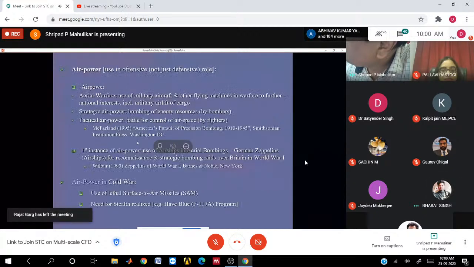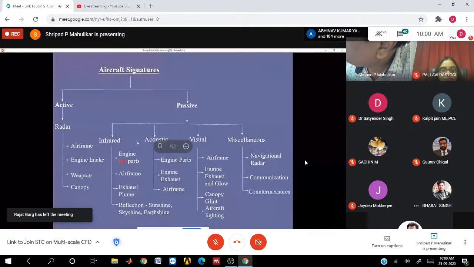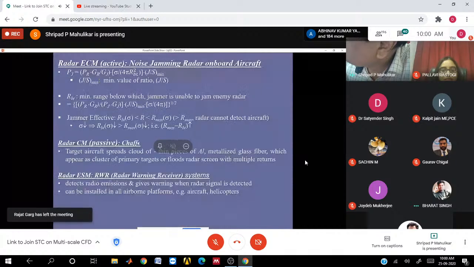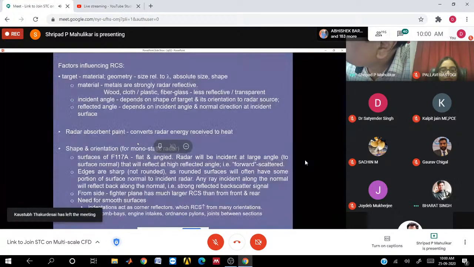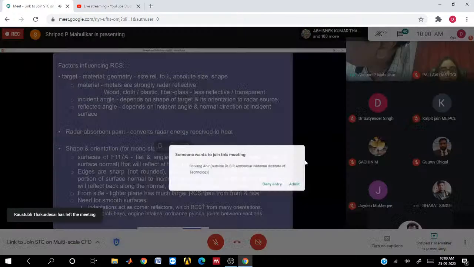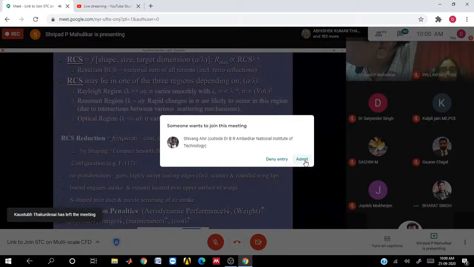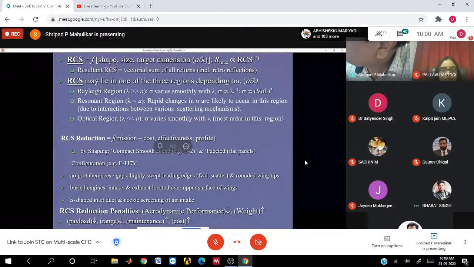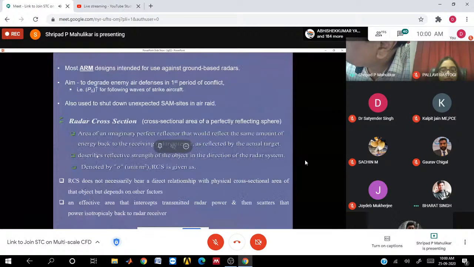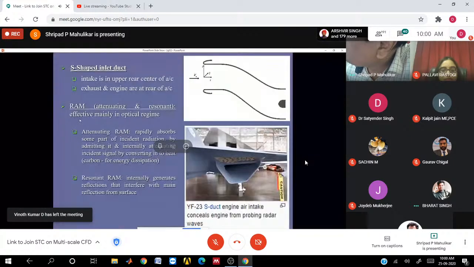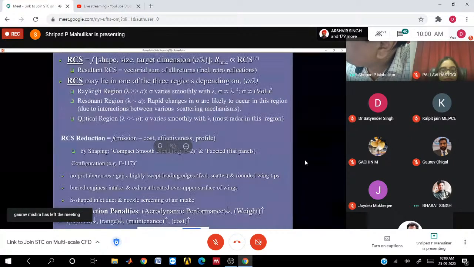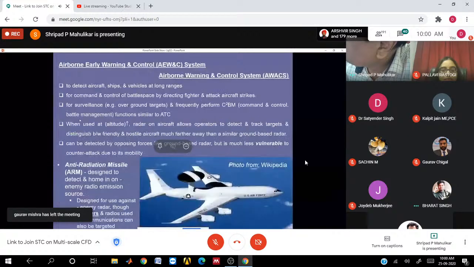Actually, we will be coming to those slides in the course of this lecture. In fact, we are going to discuss RCS reduction techniques also. So shaping, as an example, is one technique. Then we are also going to cover the use of radar absorbent paint and radar absorbent materials. So actually the whole aircraft, it is not just the engine.